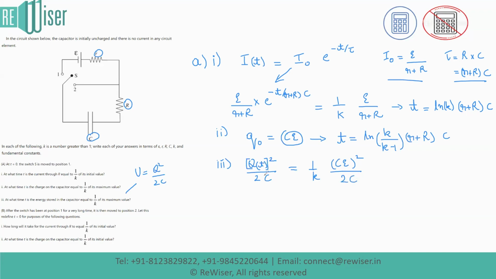Q square divided by 2C, the 2C gets cancelled. Q of t is an exponential equation given by Q naught e to the power minus t by tau. It's the same equation we wrote in part 2. Substitute it here, simplify, cancel 2C on both sides. We end up with the equation t is equal to ln square root of K divided by square root of K minus 1, times small r plus capital R into C.